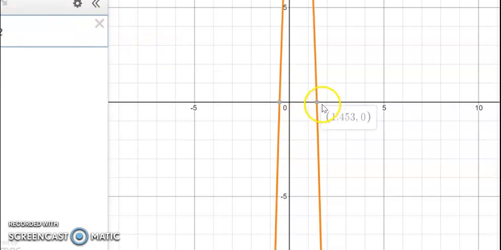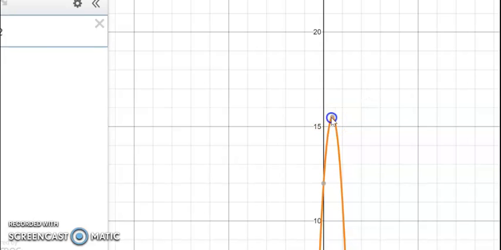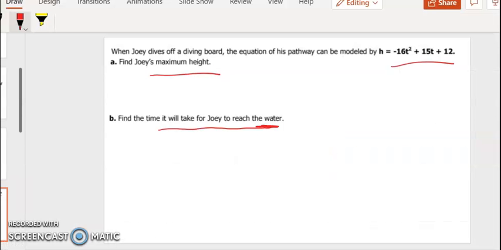So here's our graph. All right. So let's look for the top. Oh, there's how high he went. So he went 15.5 feet in the air. So that's going to be the height. And remember, that is the y of the vertex. So we were looking for the maximum height. It is the y of the vertex.